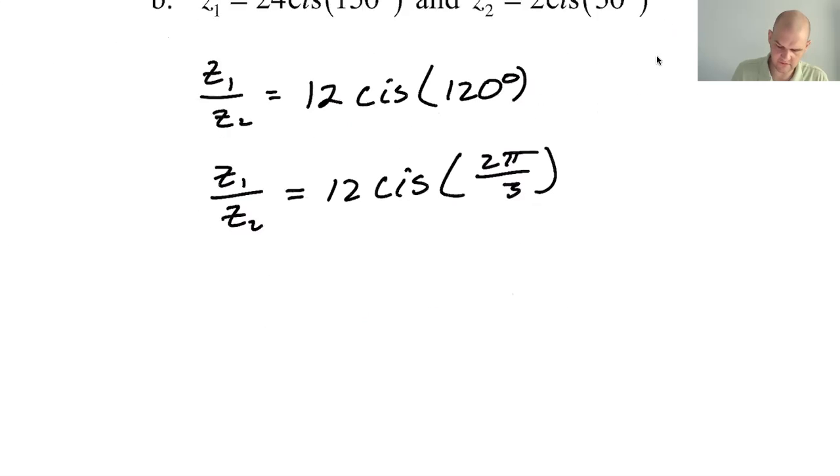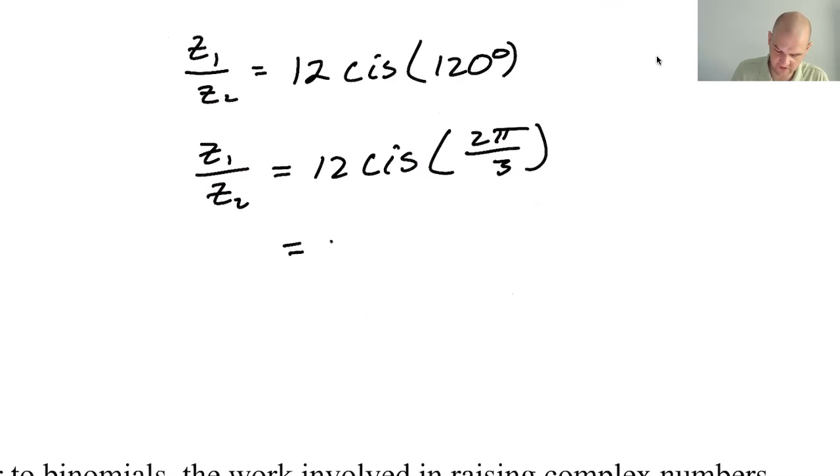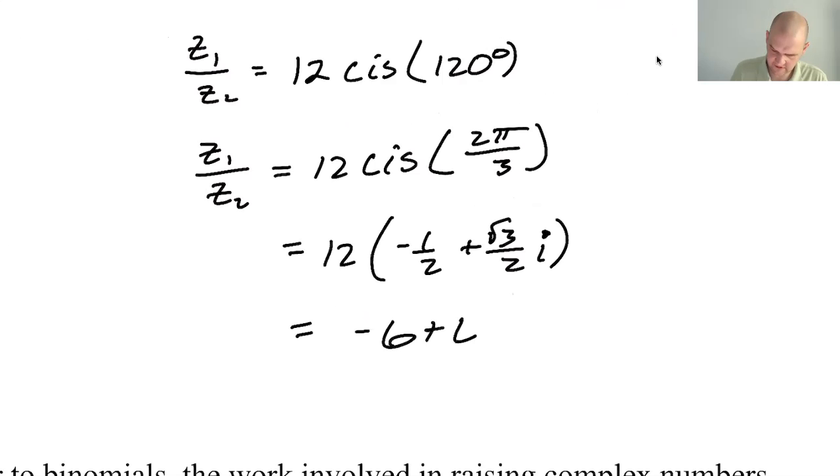Just convert it. Or I guess you could memorize the unit circle, but why would you do that though? You could memorize it in degrees. Negative 1/2 plus root 3 over 2i. All right, so negative 6 plus 6 root 3i.